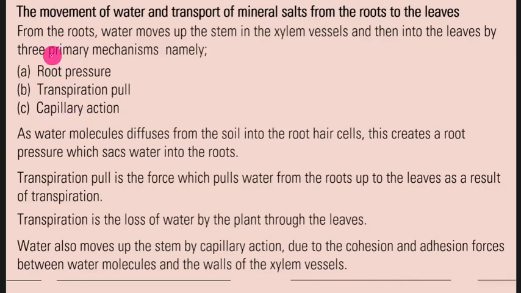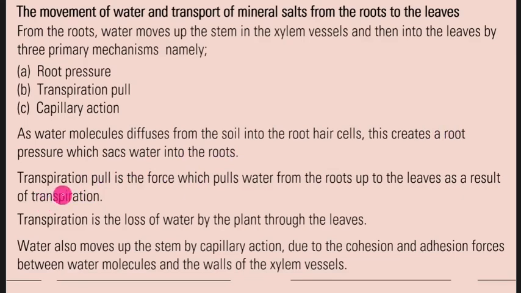All right, so when they ask you to describe the movement of water and the transport of mineral salts from the roots to the leaves, you need to describe. You tell them, from the roots, water and the mineral salts move up the stem in the xylem vessels and then into the leaves by three mechanisms, namely root pressure, transpiration pull, and capillary action. Then you continue explaining, as water molecules diffuse from the soil into the root hair cells, this creates a root pressure which sucks water into the roots.